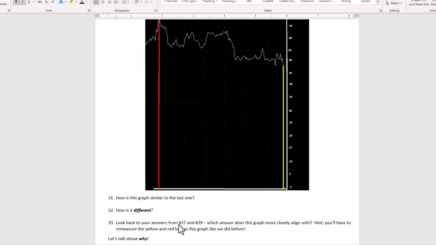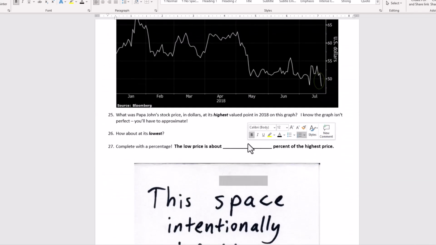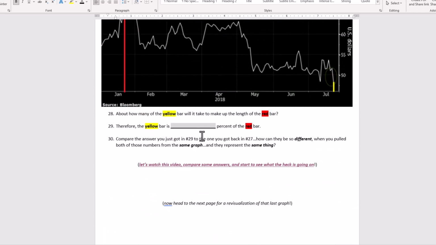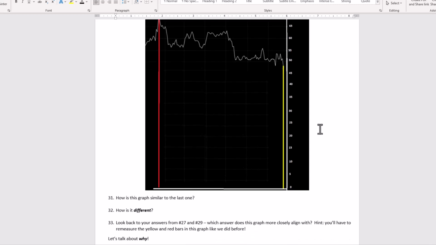Look back to your answers from number 27 and 29. Remember, 27 was the one where we got 70%. It's about 70% of the high price. 29 was the 11%. What we're going to do down here is we're going to say, all right, which one this graph aligns with. Now, I'm not going to redo number 27 because number 27 is going to be exactly the same. If I pull the number that goes with this bar here, I'm still going to get whatever I got. What I need to do now is re-measure those bars and see.